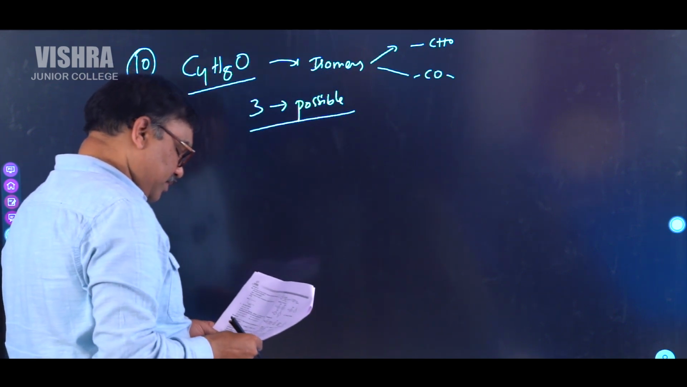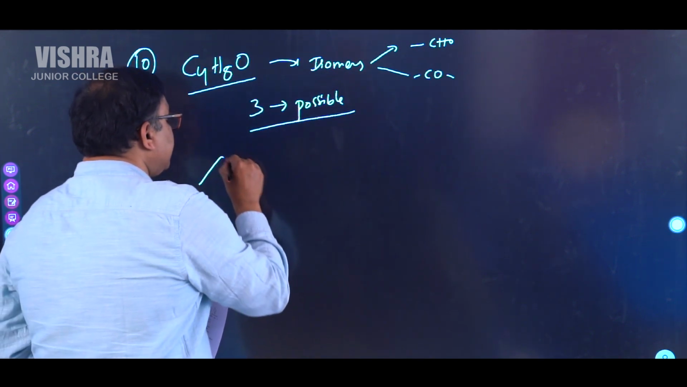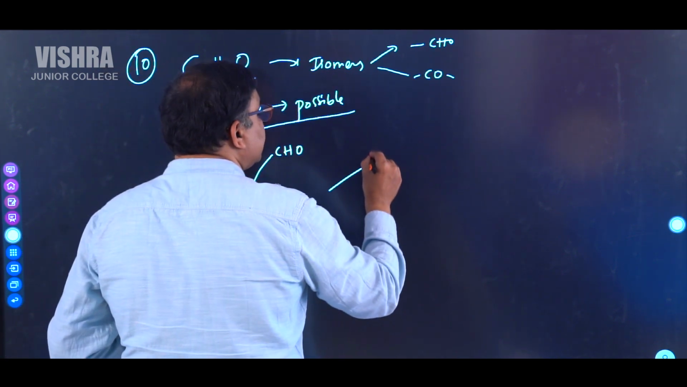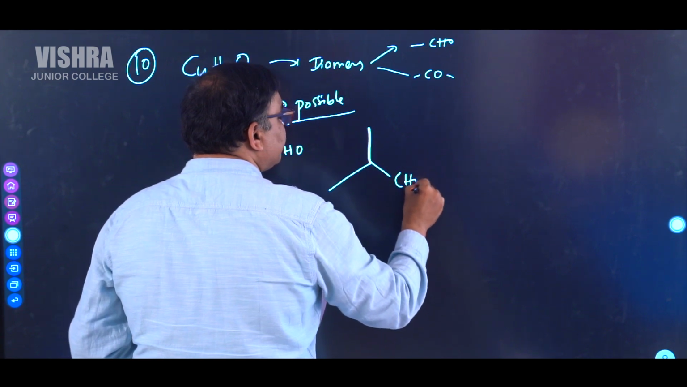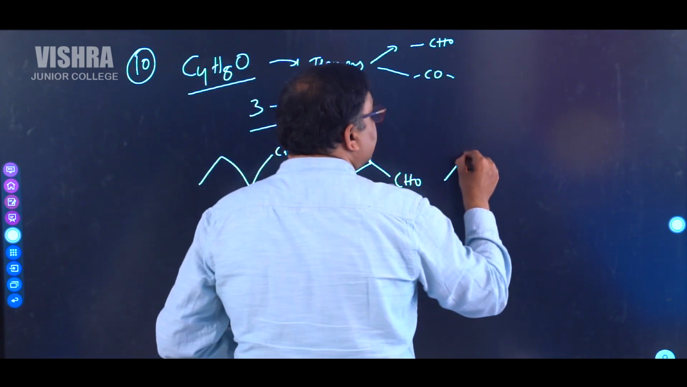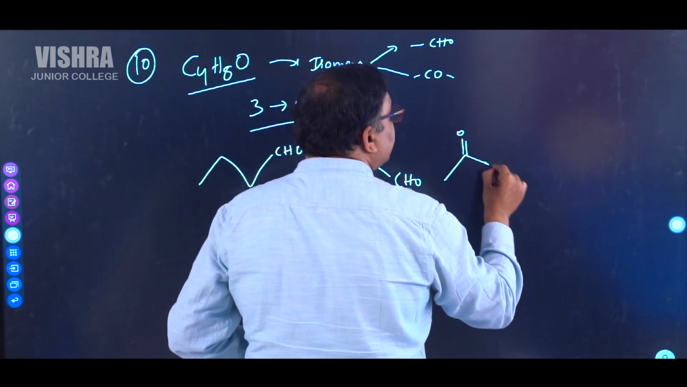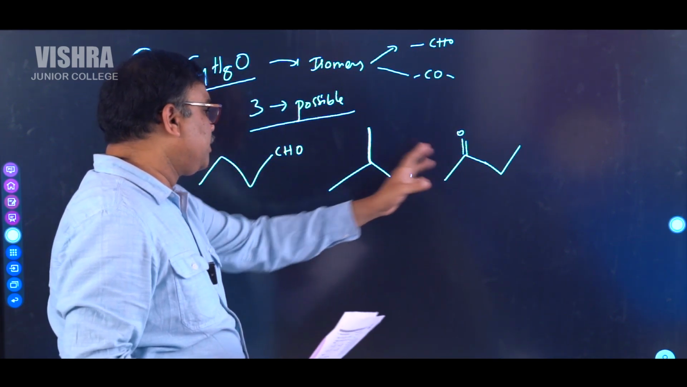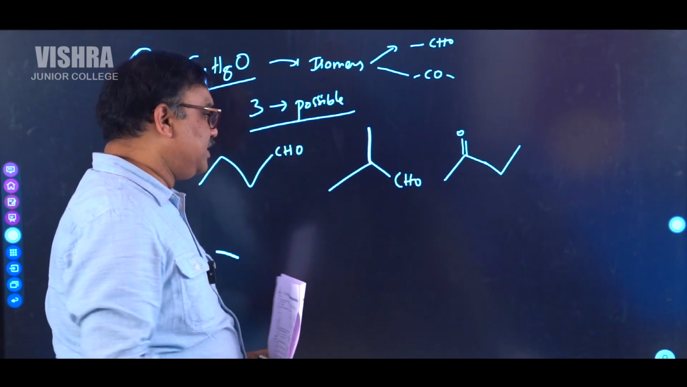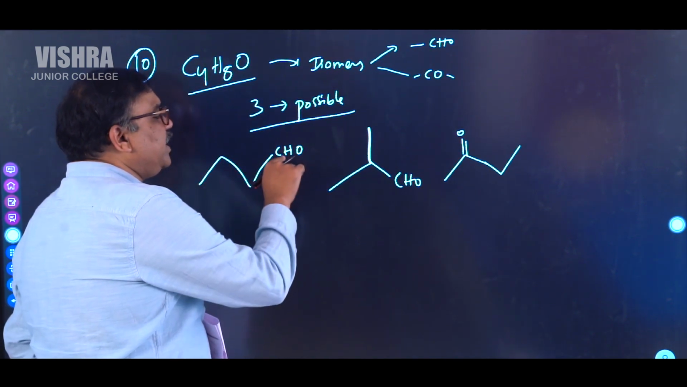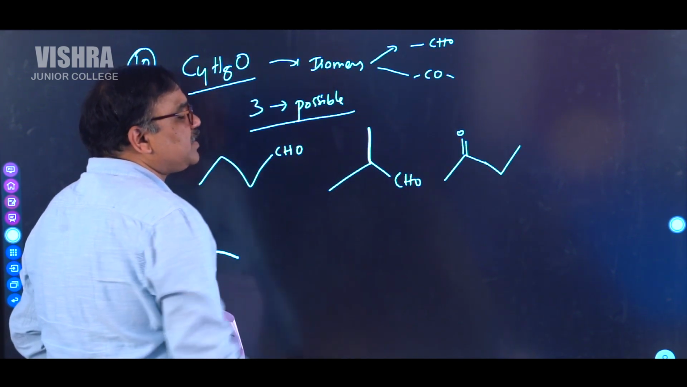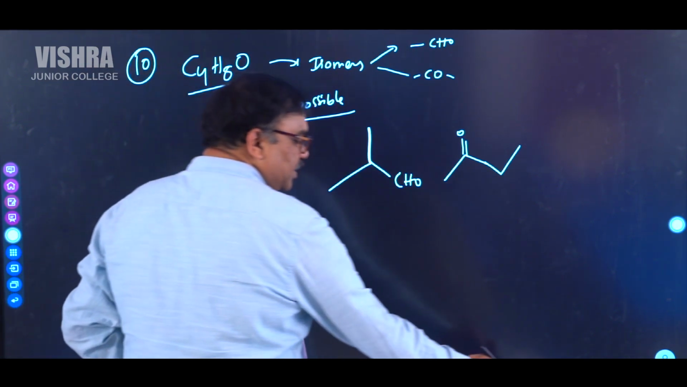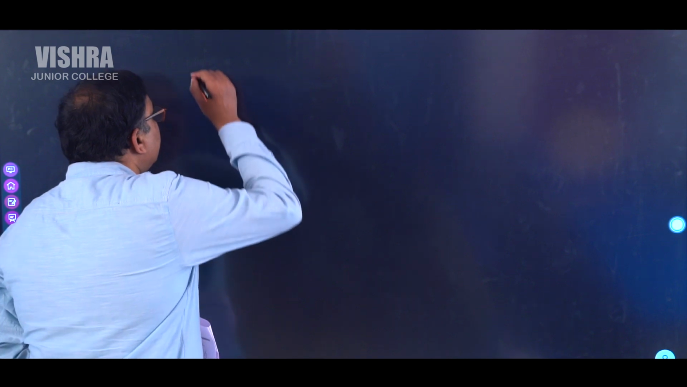3 are possible. What are those 3? See here, this one is the first one, the second one is this one, and this one is the third. There is no other possibility because only 4 carbons are there, so no other ketone. Only 1 ketone and 2 varieties of aldehydes. Observe this. This one is linear, this one is branched, this one is ketone. Like that we can explain the 10th question. So let us go to the 11th question. Question number 11.